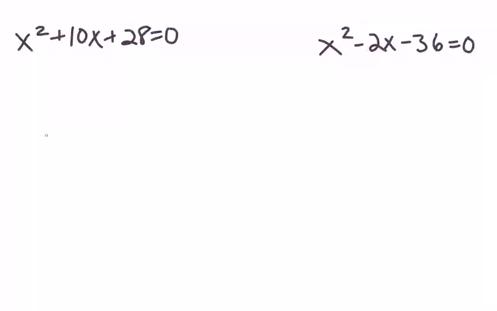I want you to pause and see how far you can get with this next one. X squared plus 10x plus 28 equals 0. When you think you've done it, then I want you to press play.